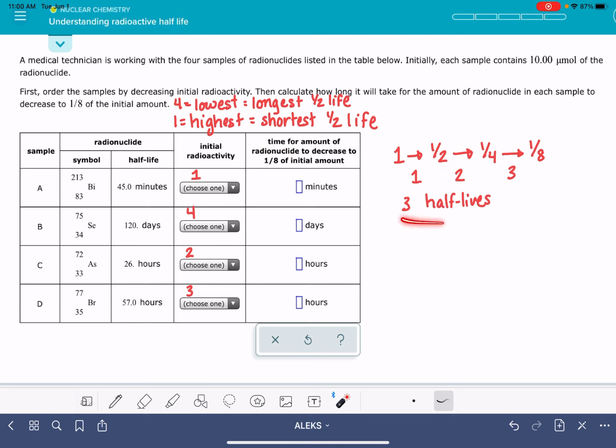So for this, once you figure out how many half-lives it takes to get down to this amount, you're just going to take that number and multiply it by the actual half-life. 45 times 3, that's 135. ALEKS isn't saying anything about sig figs, but I feel like we should probably match the sig figs that we have over here. 120 days, 3 half-lives, that's going to be 360 days. 26 hours, 26 times 3 is 78 hours, and 57 hours, 57 times 3 is 171.